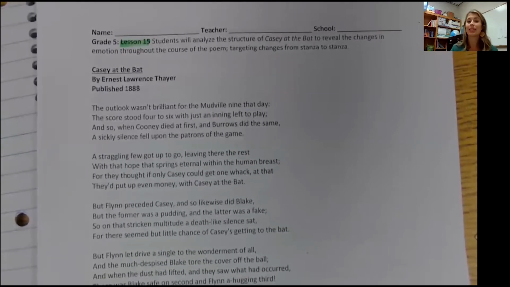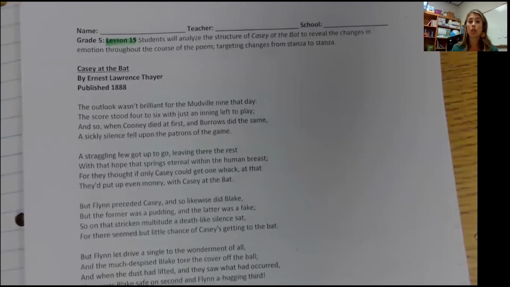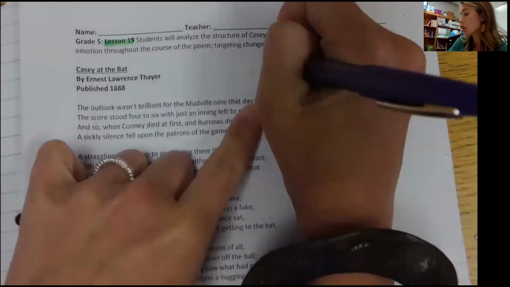Now, I'm going to make this a little mysterious for you today. As we read, I want you asking yourself something. Is there something about the way an author uses the structure of the poem to emphasize the emotions of the characters? Now, I want you to remember that word, structure. It just means the way a text is organized on the page. So I'm just going to write that down.